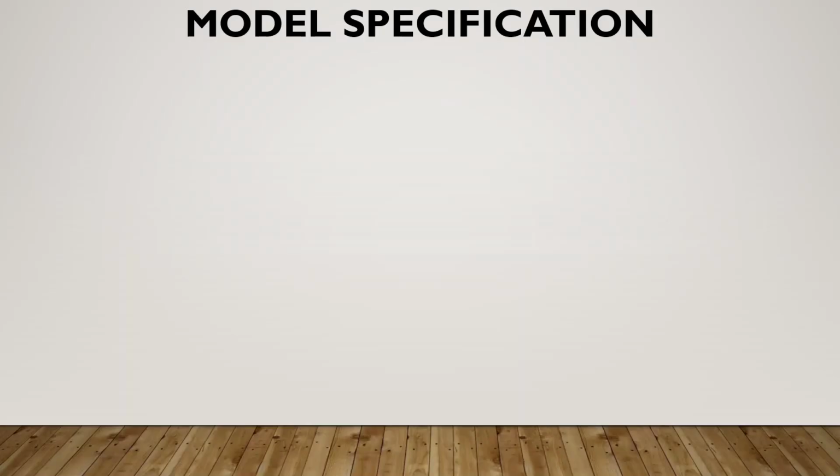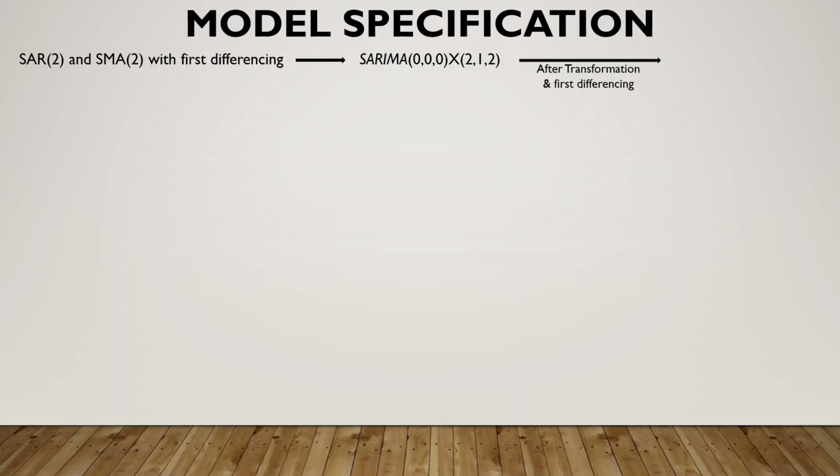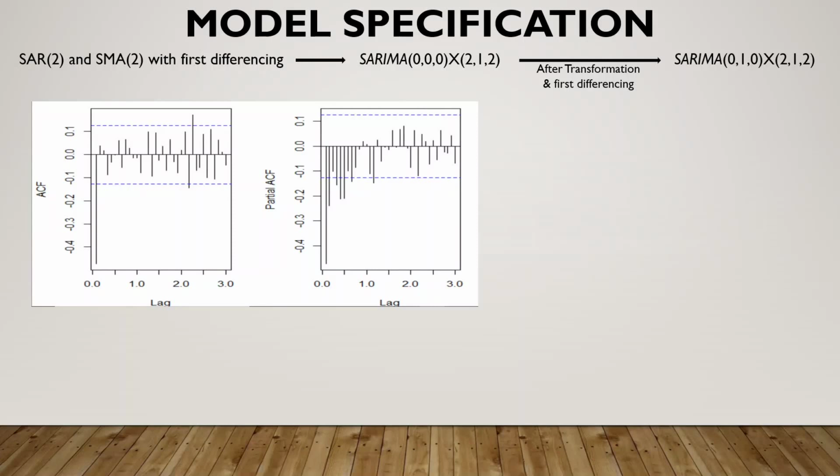In model specification, we start with fitting the SAR2 and SMA2 with first differencing. And our SARIMA models look like this. After applying the log transformation and first differencing, the SARIMA model looks like this. Then we plot the ACF and PACF plots, and in the ACF we can see that there is one significant lag at lag 1, which indicates the MA1 model, and in PACF there are two significant lags at lag 1 and 2, which indicates the AR2 model, and our corresponding SARIMA models look like this.